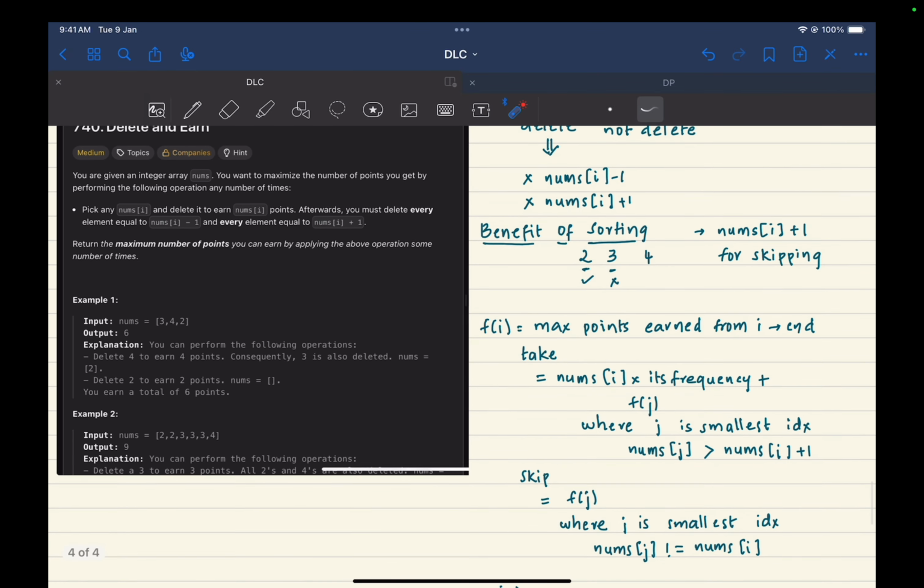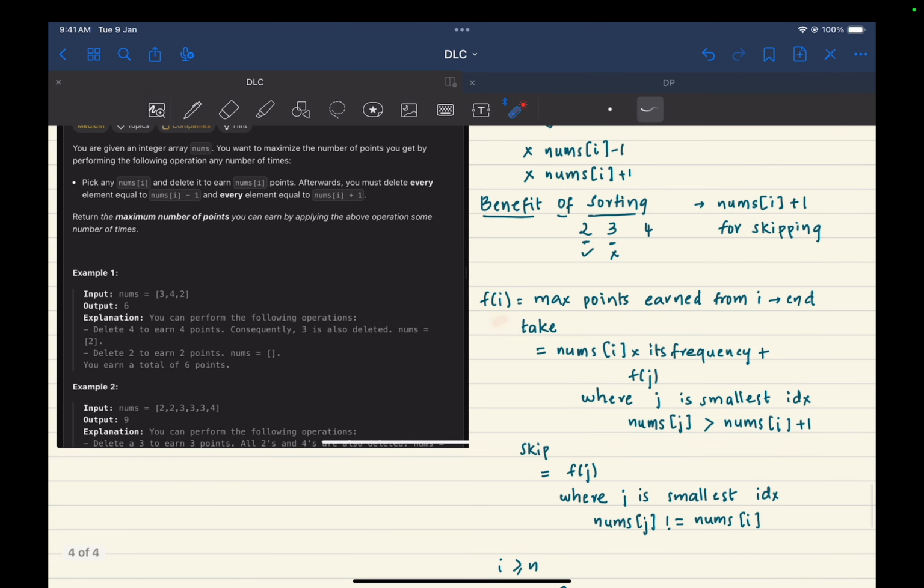Okay, so let's define a function called f(i) which will give me the maximum points earned from deleting from index i all the way till the end. As I mentioned, we have two options, either to take it or skip it.